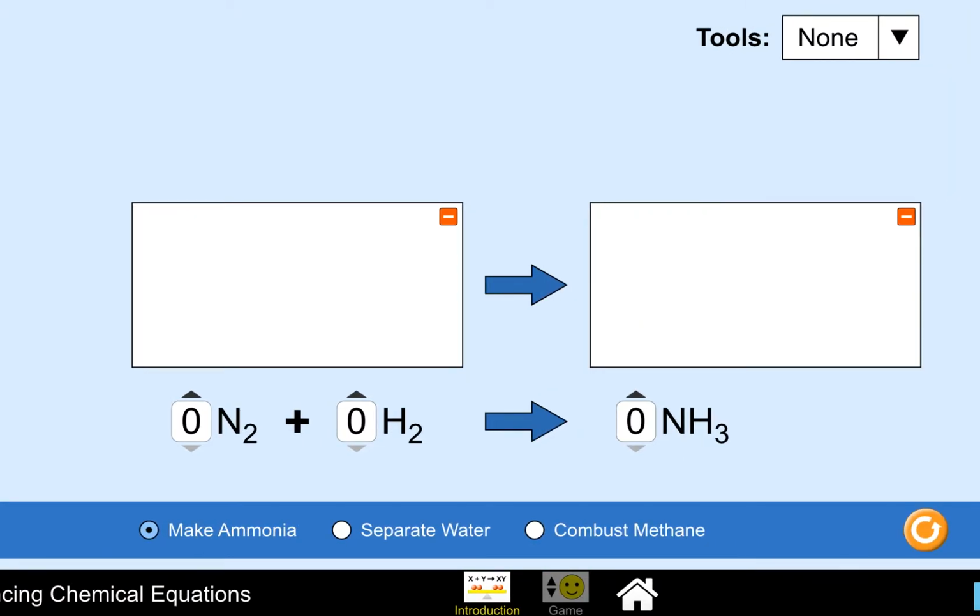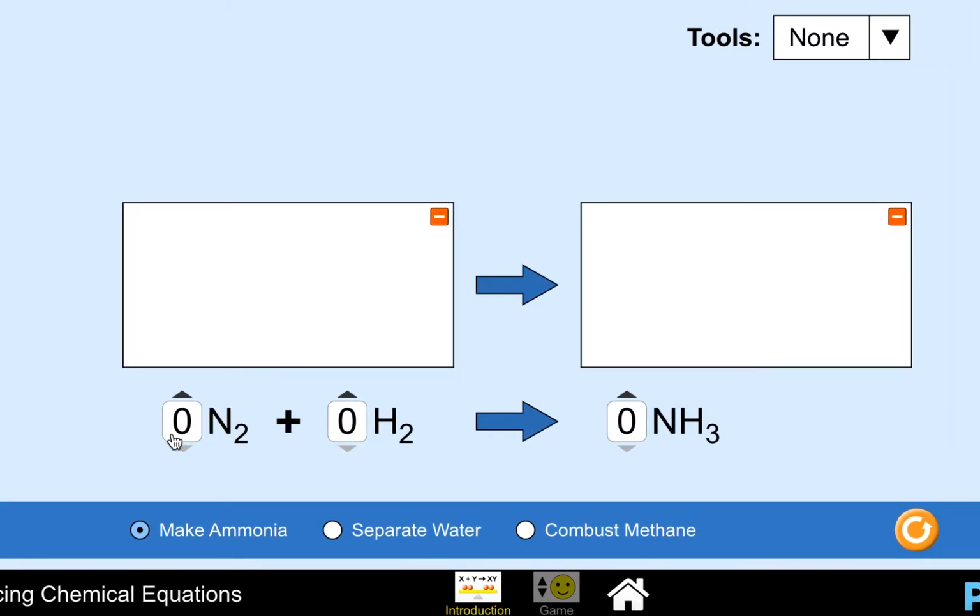There are 3 different types of reactions. You can either make ammonia, separate water, or combust methane. We've done this N2H2 together. So start by just putting in 1 here and see if you can get 1 out, right?